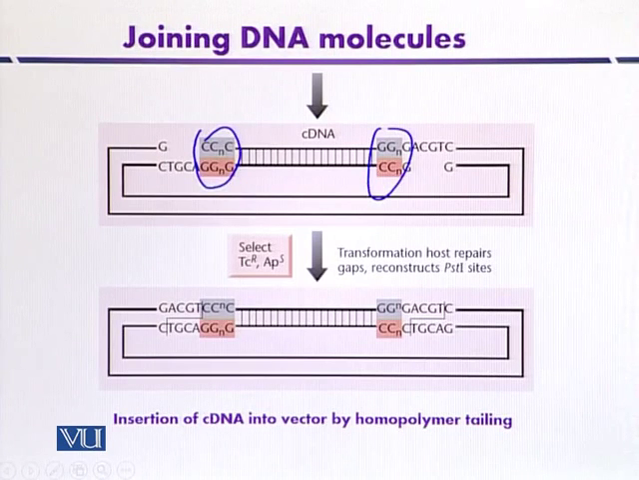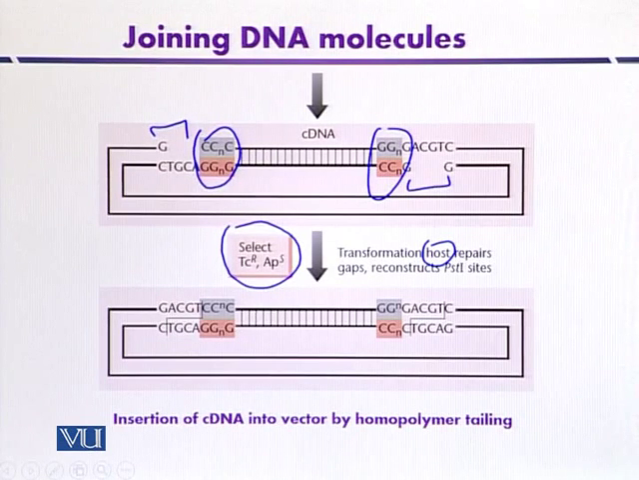And a few gaps will be created that may be bridged when we transform it into a suitable host organism. So when we introduce it to the host organism, the host repair machinery will bridge the gaps in the transformant DNA. After transformation, the host is grown on a medium that is supplemented with tetracycline or ampicillin. So only those transformants or recombinants that have the genes for tetracycline or ampicillin resistance will be able to grow on this medium.